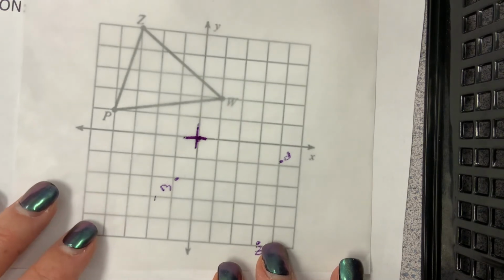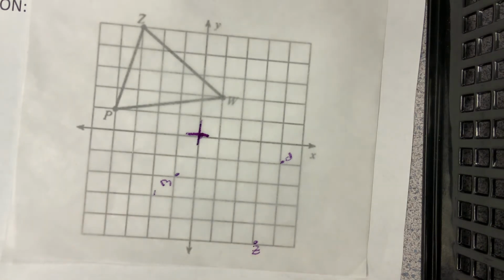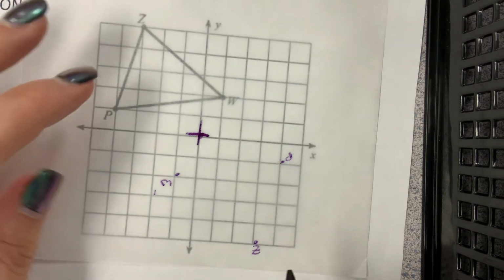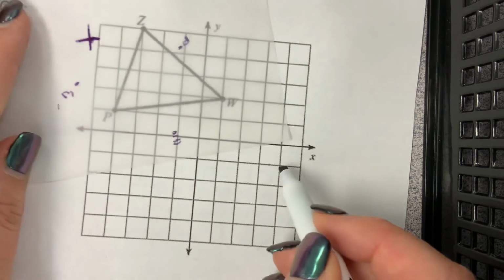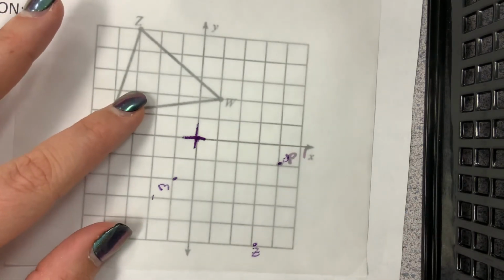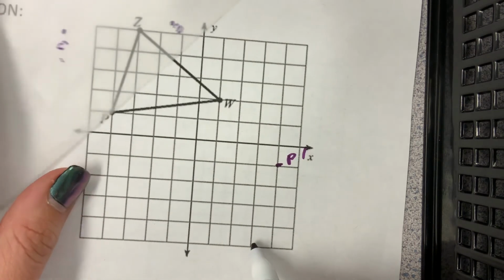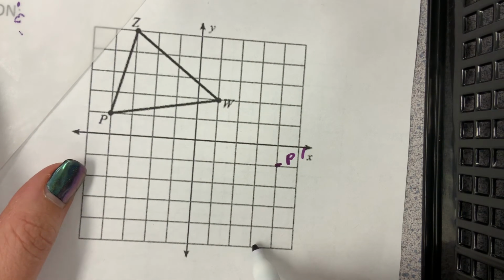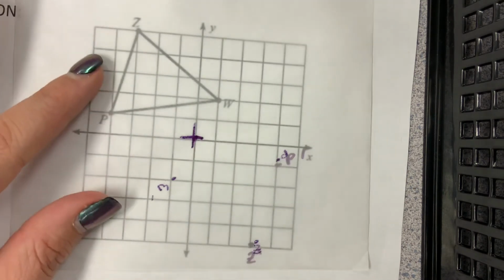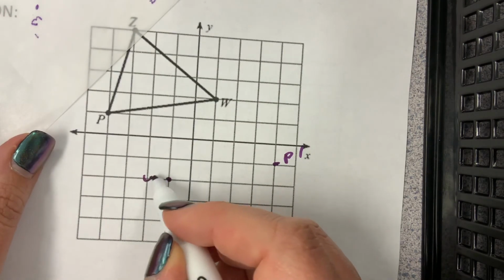So the main point here is you just want to make sure that you either write down those points or plot those points in some way. So I'm going to plot, here's my P prime. Back to see where we're at. This is going to be where my Z is located. And then I've got my W at this point.